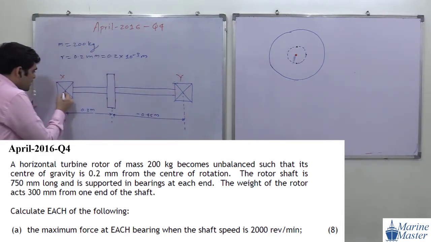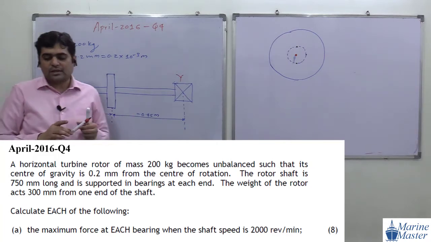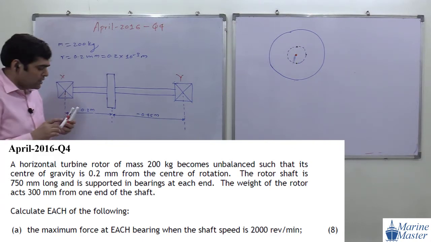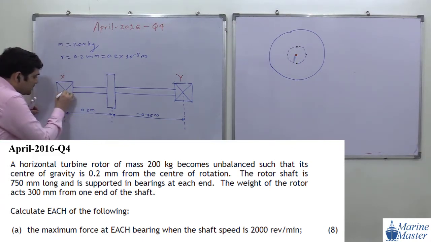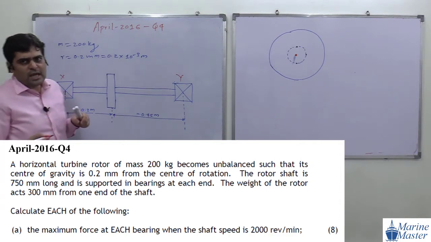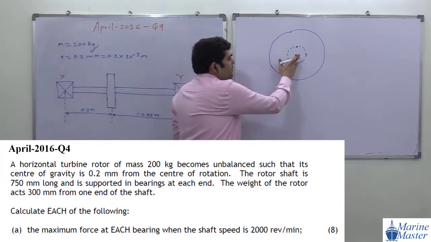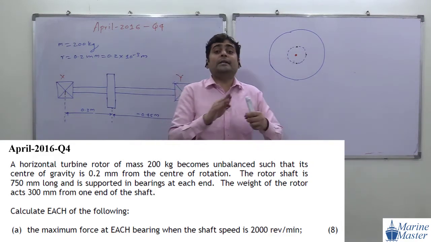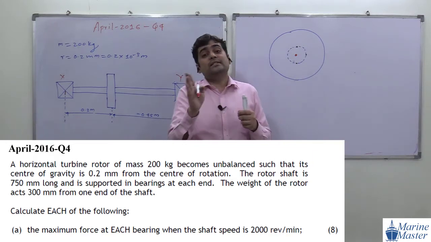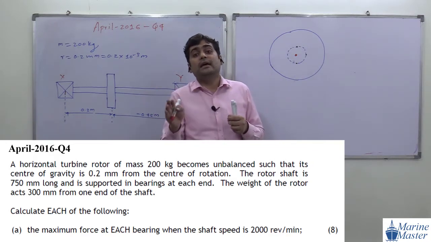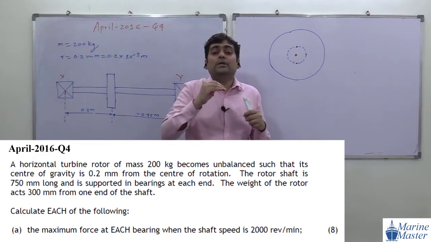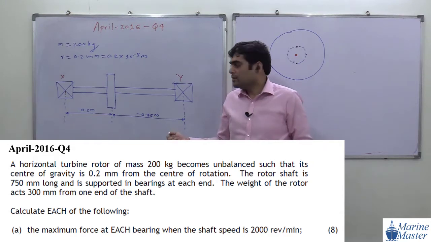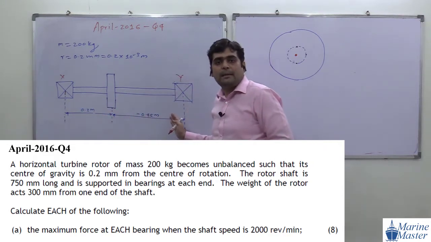As this rotor is in an imbalance situation, what will happen? If the rotor is balanced, the net unbalanced force is 0. But as the center of gravity of the rotor is away from the center of rotation, imbalance is there, and due to imbalance, reaction forces will be created on these bearings.